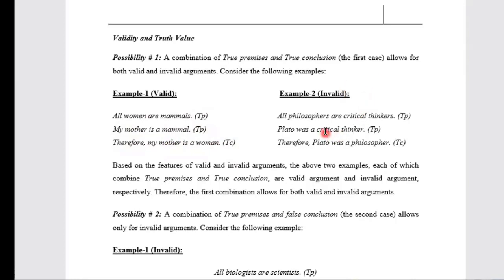At the same time, we may have true premises and a true conclusion, but the argument is invalid. Thus, all philosophers are critical thinkers. And the second premise, which is true, is Plato was a critical thinker. And from these two premises, we can invalidly argue that Plato was a philosopher. What makes this deductive argument invalid is that though we have true premises and a true conclusion, look at the first premise: all philosophers are critical thinkers, and Plato was a critical thinker.